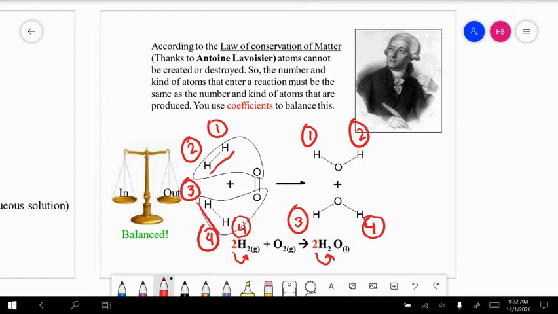Oxygen, we have O2. So that's 1, 2 oxygens on the reactant side. And on the product side, we have 2 times 1, so 2 oxygens. So this is what we mean. You have to be able to count the number of atoms on the reactant side and have it equal the count of the number of atoms on the product side.